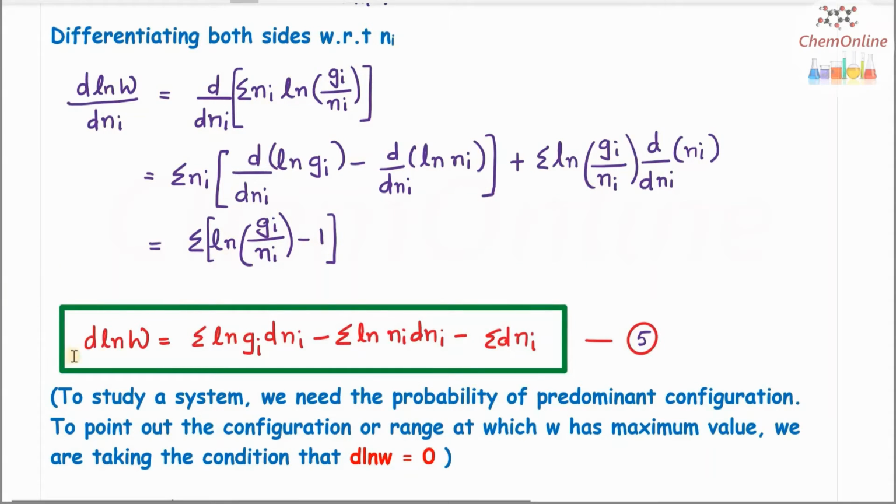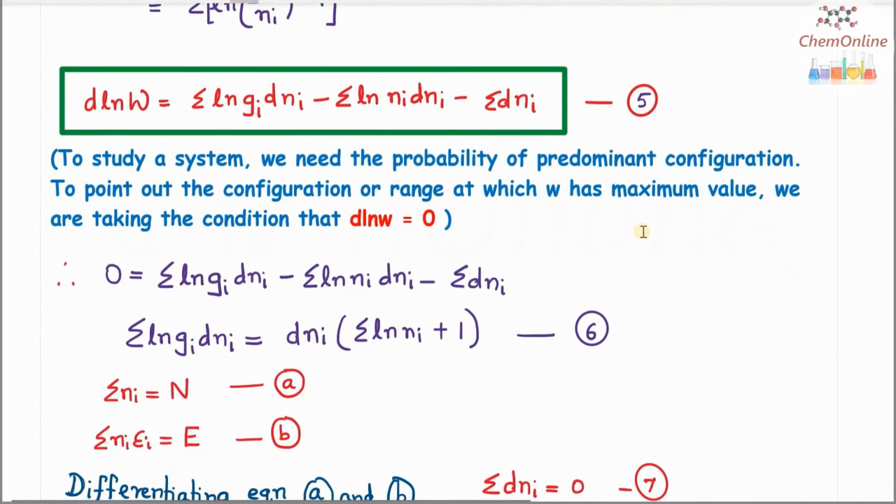Or you can write d log W is equal to summation log Gi into dni minus summation log ni dni minus summation dni. Let this be equation 5.